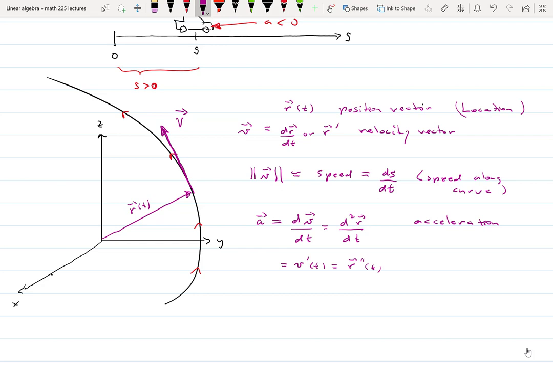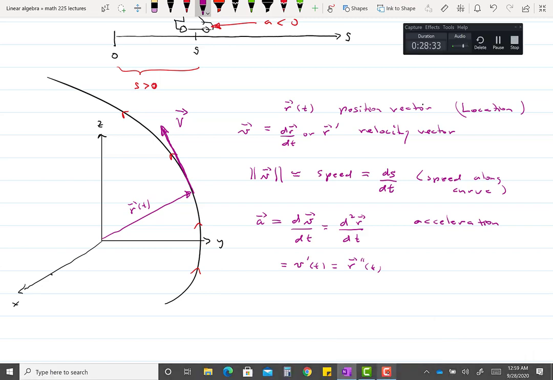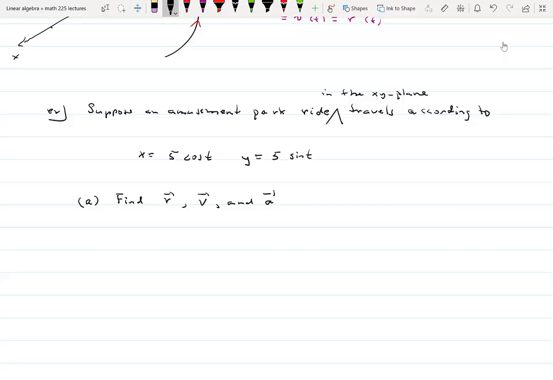I want to take a look at a very specific example. Okay. So here's our first example with this stuff. Suppose an amusement park ride, and I want this ride to be in the XY plane, travels according to x equals 5 cosine t and y equals 5 sine t. By now, you should be able to look at that and within maybe 10, 15, 20 seconds, tell me what kind of curve this is.